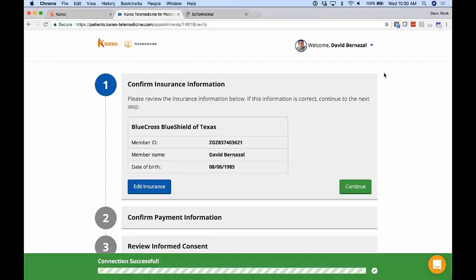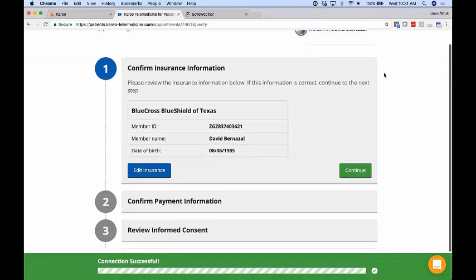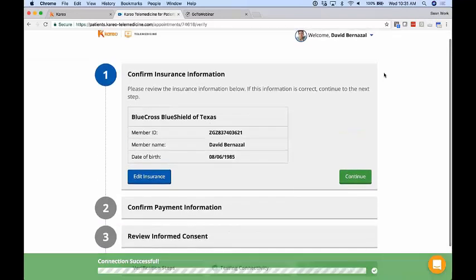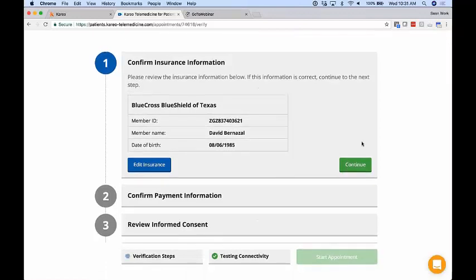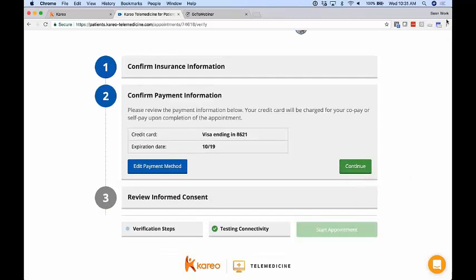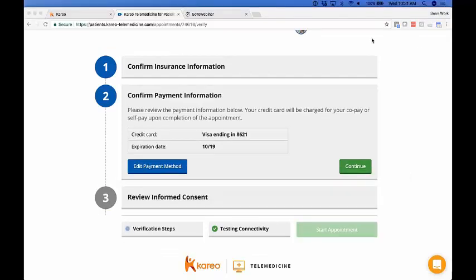which will pull up some basic insurance information. This is what we used for the telemedicine eligibility verification, and we're simply having the patient confirm one more time that everything is accurate and up to date. So once they do that, we'll hit continue, and the next step is to confirm payment information.